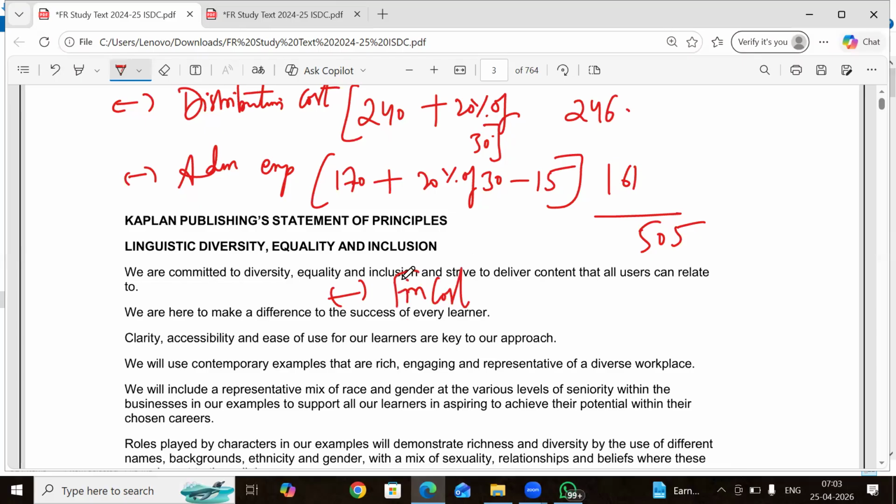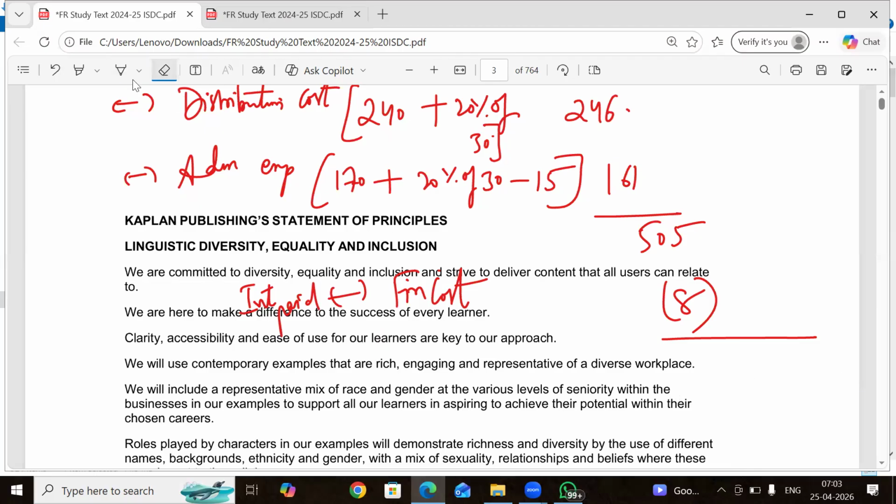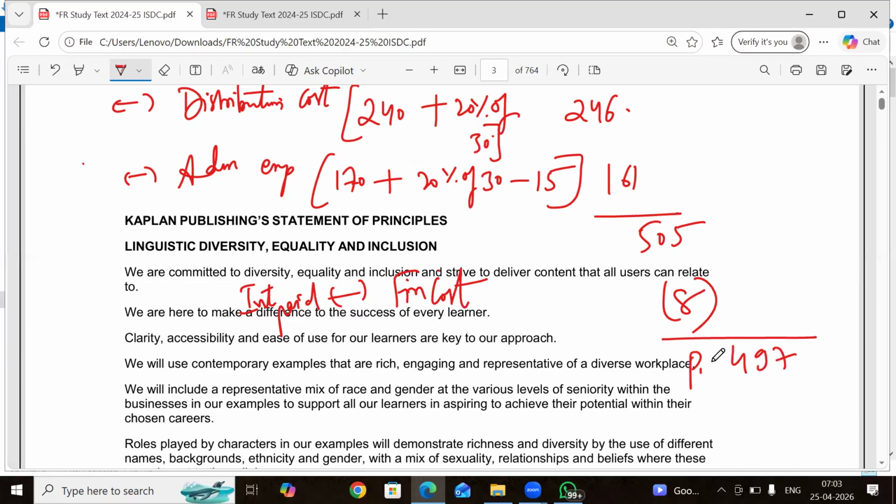Finance cost, which is interest paid. So that is 8. We get PBT, profit before tax, less tax.